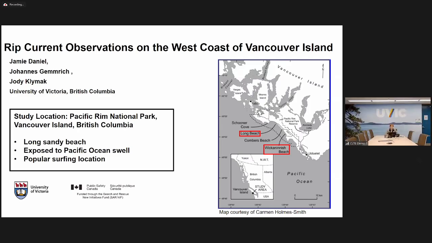All right, so I'm Jamie Daniel. I am a master's student at UVic, supervised by Johannes and Jody. And today I'm going to be talking about some preliminary rip current observations on the west coast of Vancouver Island. Specifically, our study area is focusing on the Long Beach unit of Pacific Rim National Park. This is a long sandy beach that's exposed to the Pacific Ocean swell as well as breaking waves. And as a result, it is a very popular surfing location. So we kind of focused on two main areas of the beach. The first is Long Beach up at the north end, and then Wickaninnish Beach at the south end.